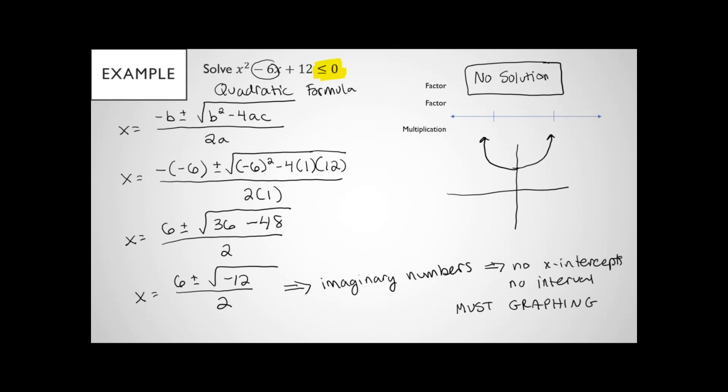So we had no x-intercepts, so we had to do this by the graph. Now, if this had asked for greater than or equal to 0, then your solution would be all real numbers, because everywhere that graph is above the x-axis. So whether we got all real numbers or no solution depends on that inequality and whether it's greater than or less than.